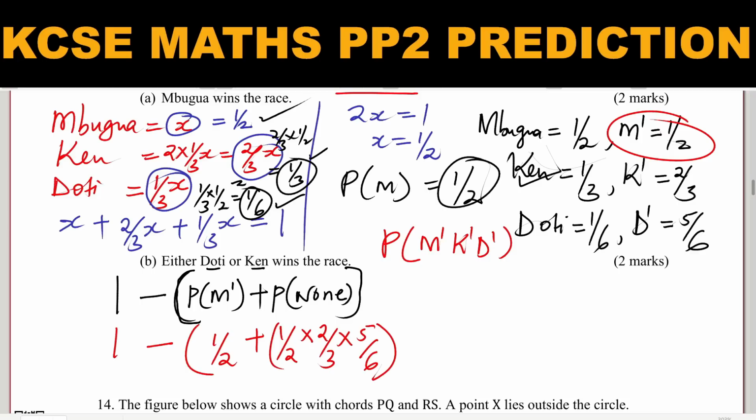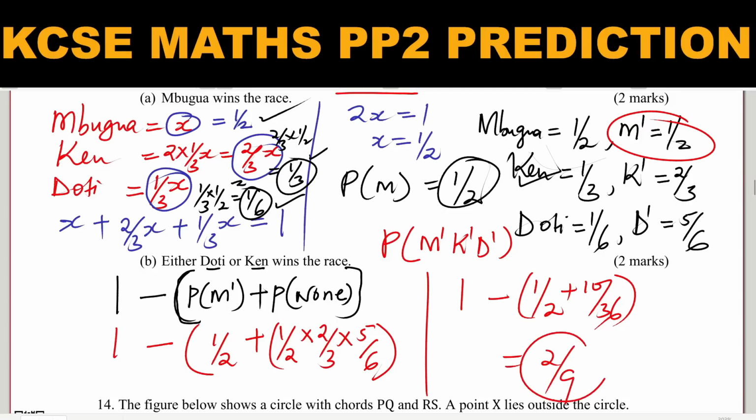So when you work it out, you get 1 subtract a half. This will be a half. Then plus, when you take 2 over 3 times 5 over 6, that will give 10 divided by 6. And when you subtract these using a calculator, you get this one to be represented by 2 over 9. So 2 over 9 is the solution.